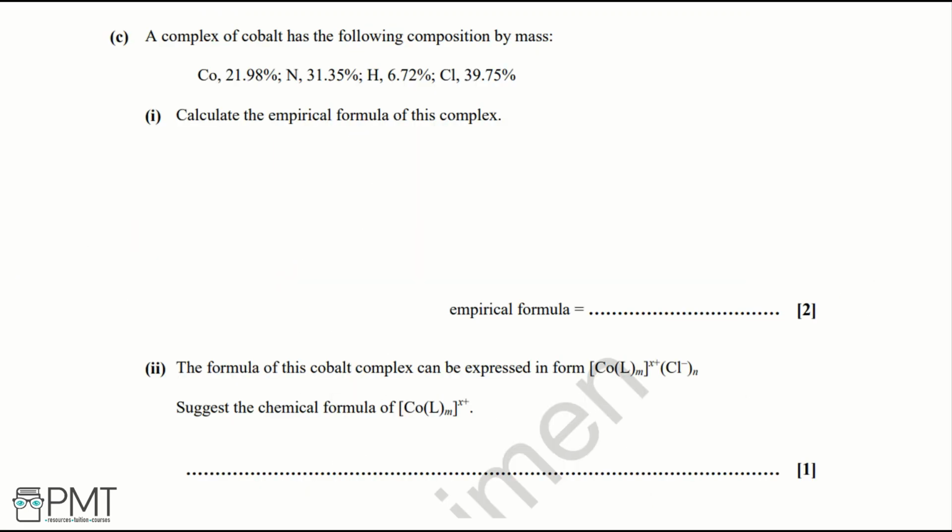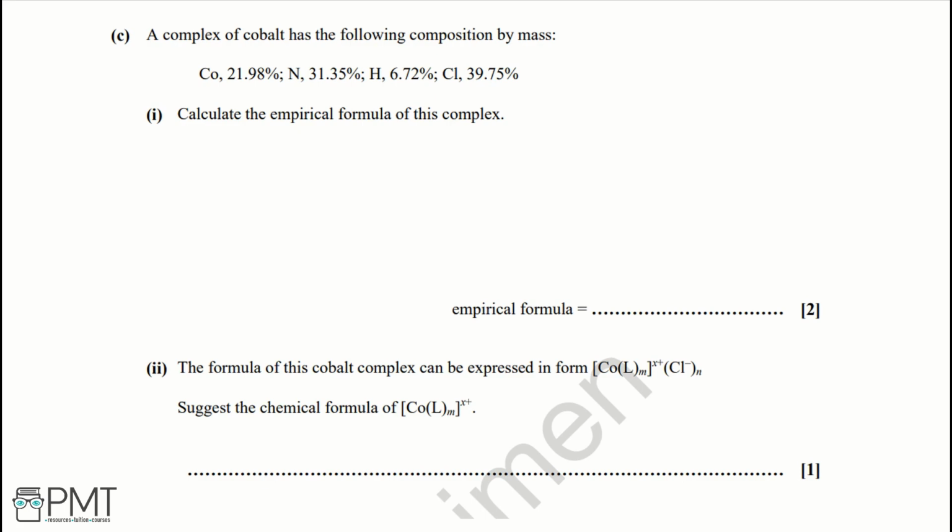Part C. A complex of cobalt has the following composition by mass. Cobalt, 21.98%, nitrogen, 31.35%, hydrogen, 6.72%, chlorine, 39.75%. Part 1. Calculate the empirical formula of this complex.